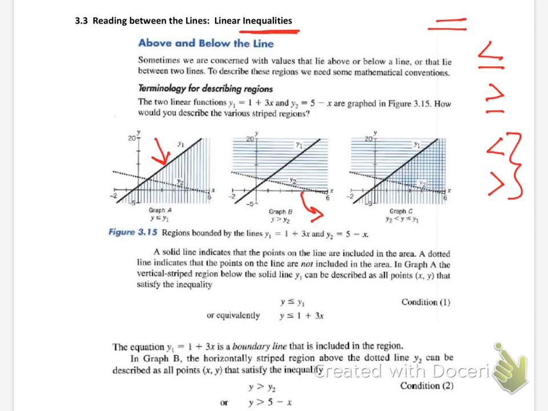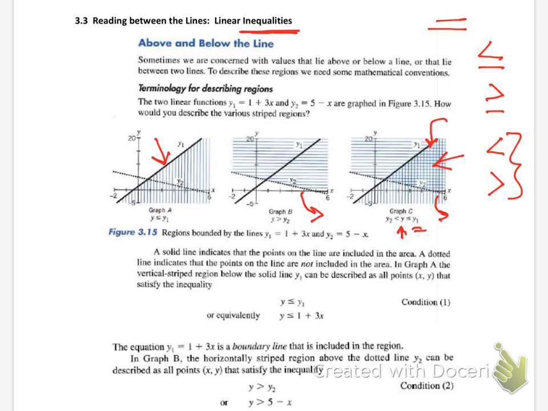And the last case, for graph C, you have what's called a compound inequality. Compound inequality means your y is kind of sandwiched in the middle, and then you have pieces on either side. So we're looking right now at the cross-hashed section. That's what we want to describe. So y, which is your answers, is less than or equal to y1. Notice the dark line. And simultaneously, y is greater than y2. Notice that you have a dashed line.